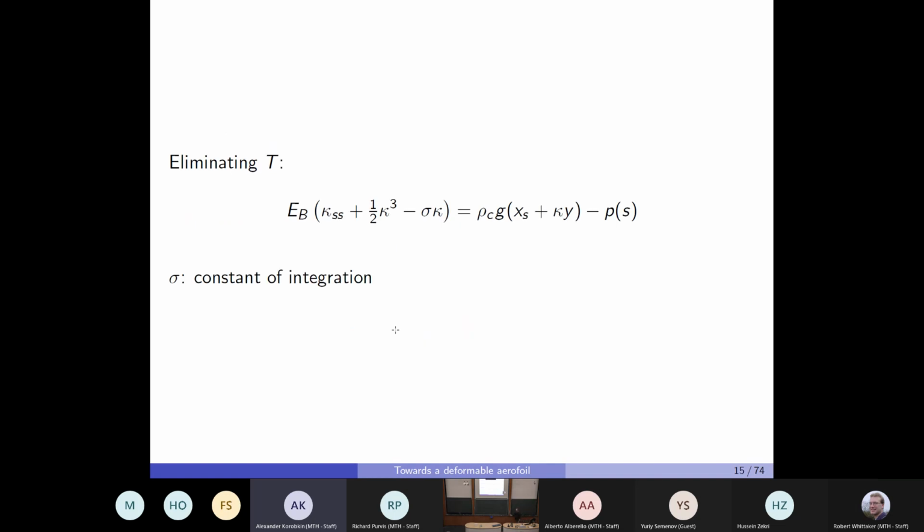You can eliminate capital T completely to get an equation which only involves the curvature, kappa, and its derivatives, the pressure, and this constant of integration, sigma, as well as the weight contribution through rho c. So it's that equation I want to solve for the shape of the cell, and at the same time, I want to solve the equations of fluid motion outside the cell to give me the pressure.